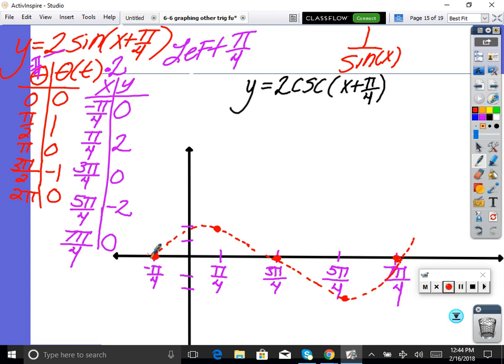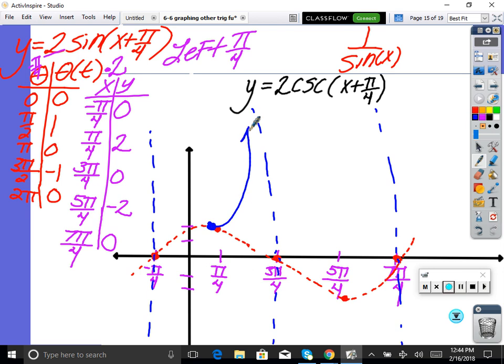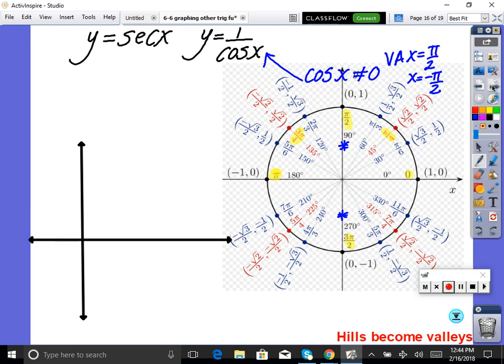So now we can draw in our asymptotes, because it's where this equals 0. So that would be here, and here, and here. And then because they're reciprocals, frowns become smiles. Smiles become frowns. So then this would be a smile. Everybody good with this? Pretty easy stuff? Okay, cool. That same thing happens with secant, so with cosine.